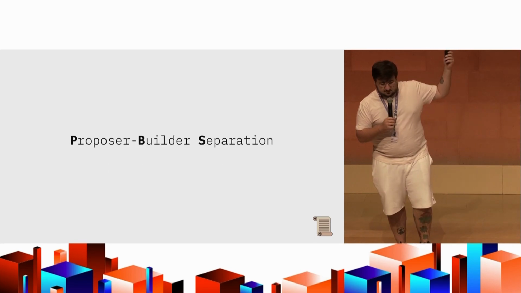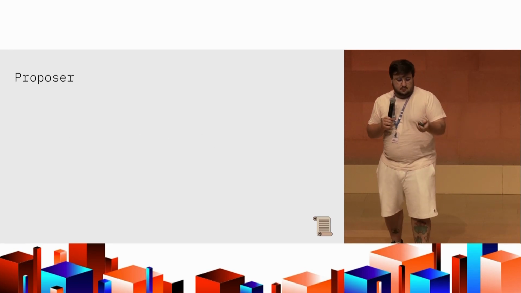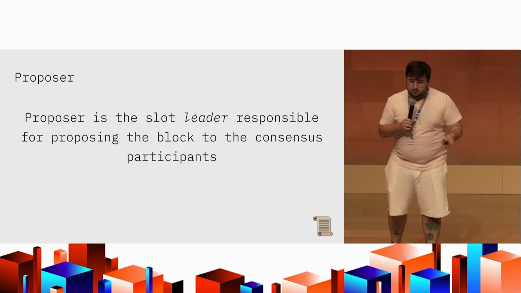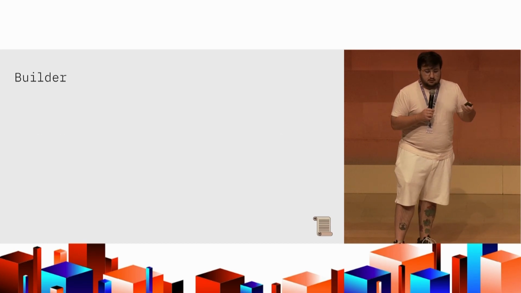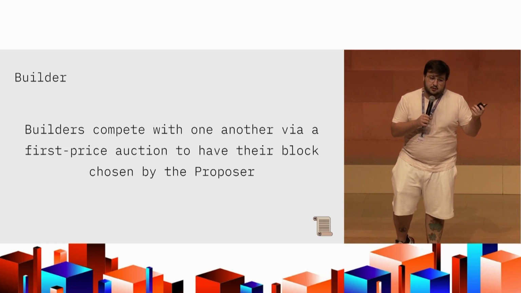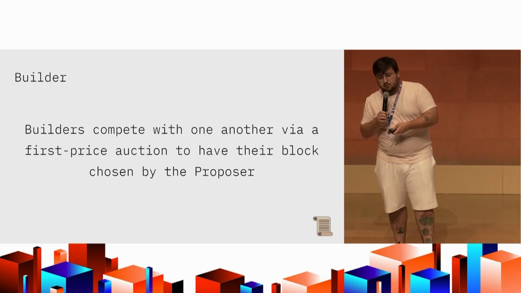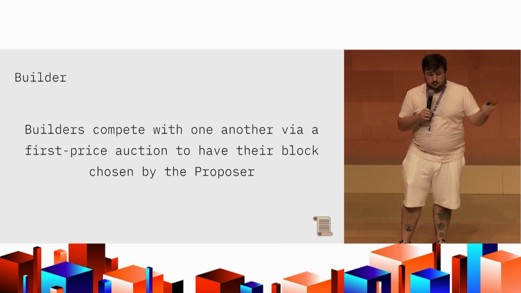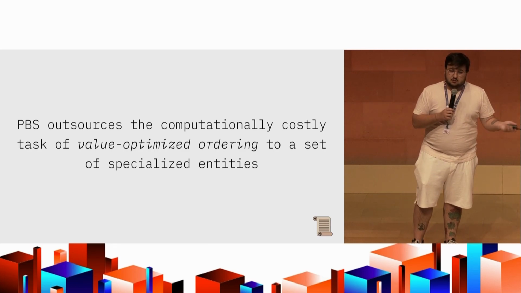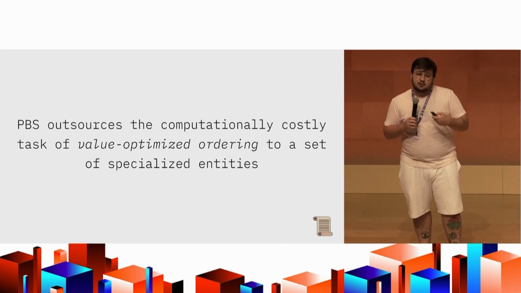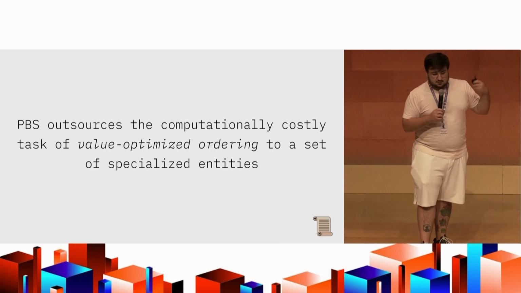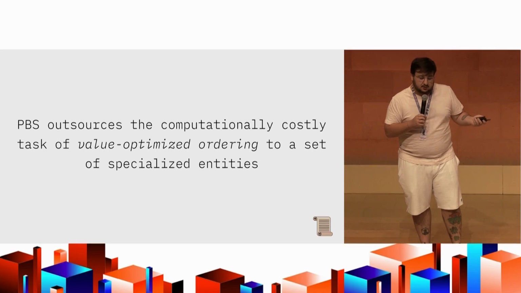And that's where PBS, or proposer-builder separation, comes in. In a proposer-builder separation, the proposer is a validator responsible for proposing and propagating blocks to the network. The builders are a number of parties competing with one another in an auction to have their candidate blocks selected by the proposer to propose to the network. And basically the whole point of PBS is that it outsources the computationally intensive task of creating optimal value-extracting ordering to some specialized nodes that can actually do that efficiently and well.